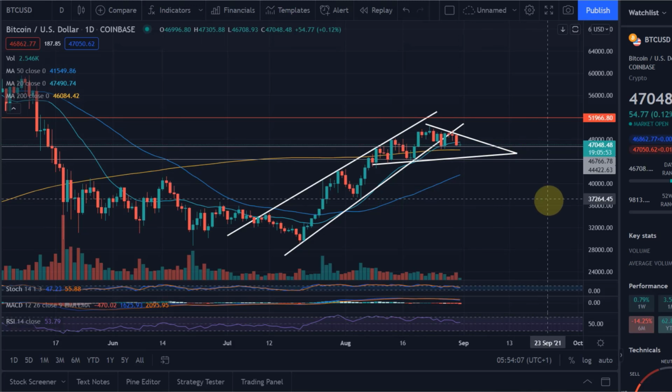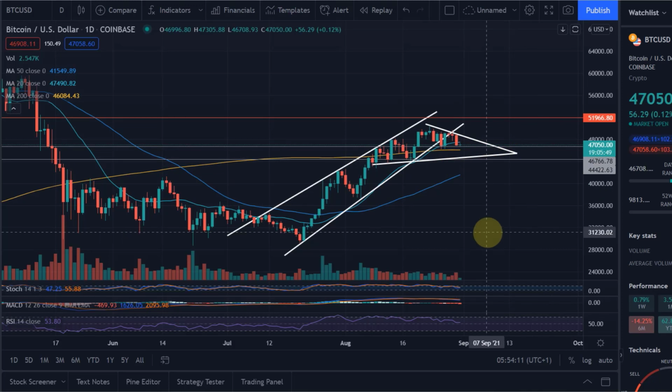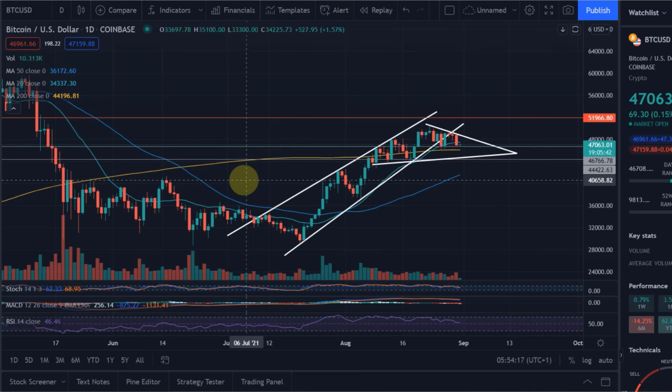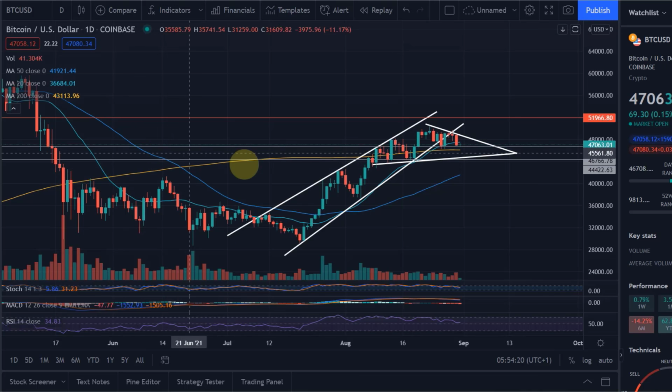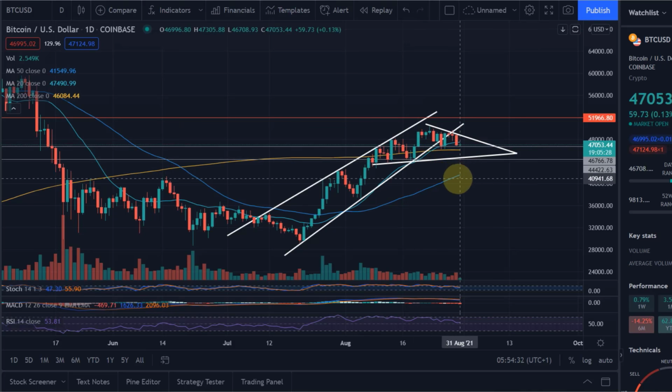Also, there is an important support level here at 44,500, a horizontal line that acted as support and resistance before. So here we need to make sure that we don't drop below 44,500 on the daily here. And then we've got these moving averages here.